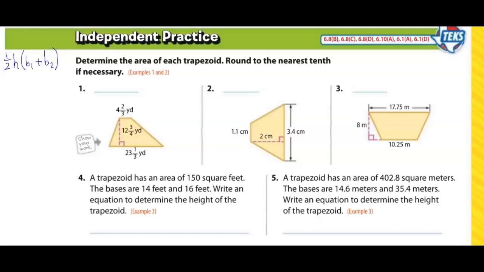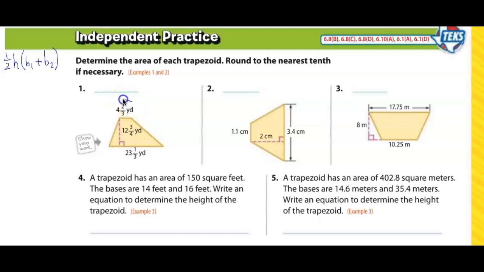Okay, we need to be on page 755. We're going to do examples 1 and 5. Now for number 1, we do need to know that the area formula for a trapezoid is 1/2 times height times base plus base. So base 1 plus base 2.